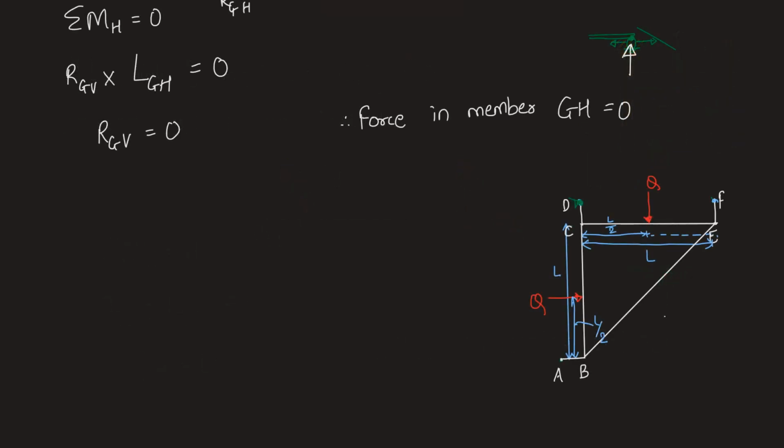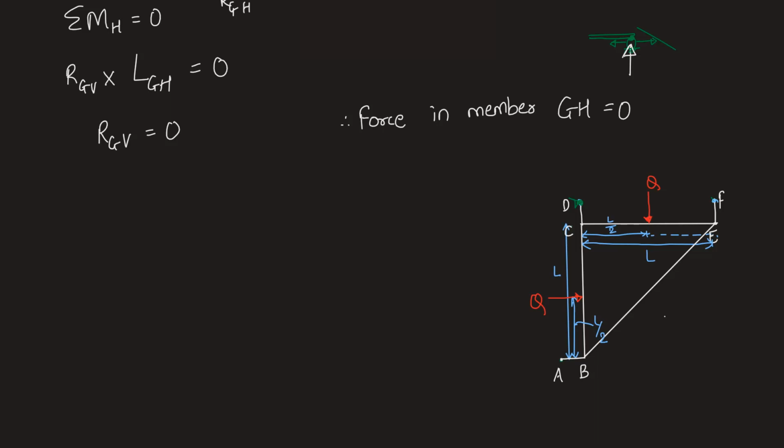Now that we have identified that the force in member GH is 0, we can remove that member altogether, as well as the support at point H, and the structure will look like this. Now we need to find out if there is any other zero member left in the structure. For that, we'll first find out the reactions at the supports.